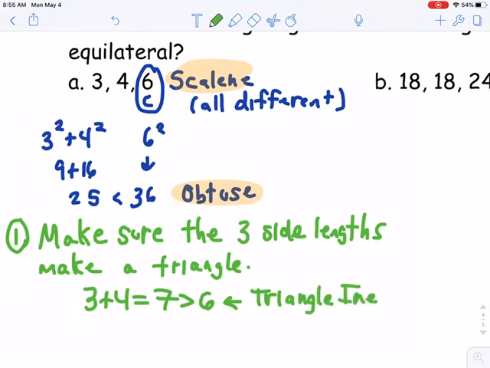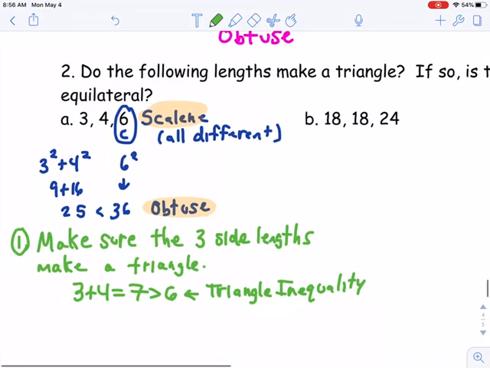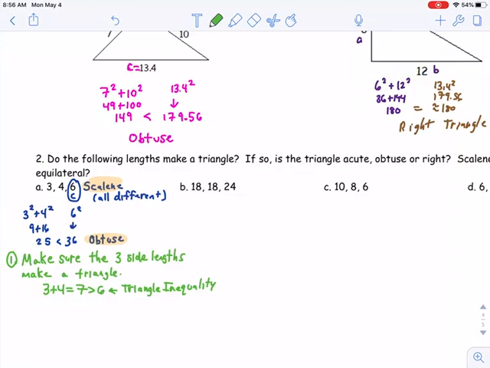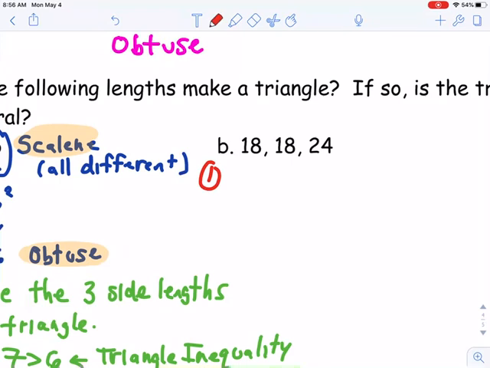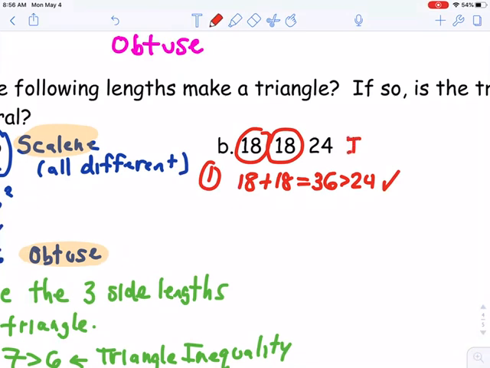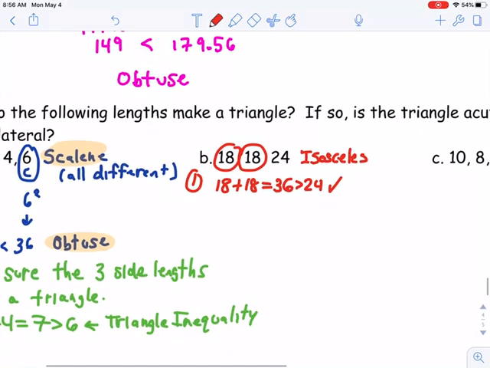We talked about this not too long ago. I can't remember. It was either right before e-learning or right after. Restarting. All right. So 18 plus 18. So remember, this is the step 1 you should technically do. I don't really care if you write this down for every problem, but 18 plus 18, the 2 smaller numbers, equals 36, bigger than 24. So yes, it makes a triangle. Furthermore, I automatically know it's isosceles because it has 2 sides that are the same.